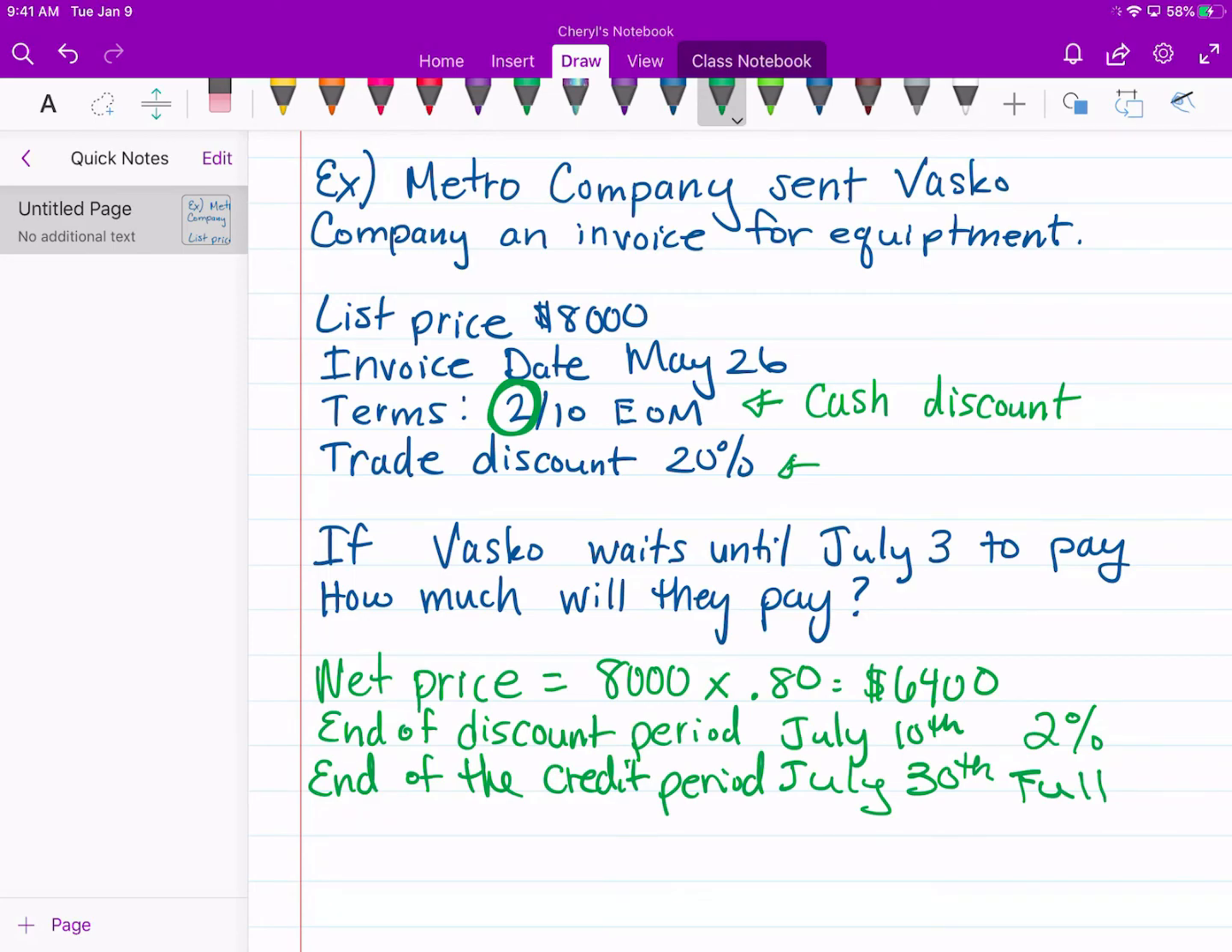They have to pay in full by this date if they missed the extra cash discount. If you notice, it says they're going to pay on July 3rd. That means they're going to pay before July 10th, which means they're going to get that additional 2% discount. So I'm going to take the $6,400 for the net price and multiply it by 0.98, because if we're getting an additional 2% off, we're only paying 98%. When I take 0.98 times the 6,400, that gives me $6,272. Because they paid early, they got that extra 2% cash discount.